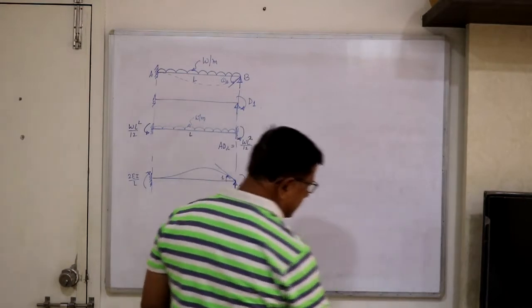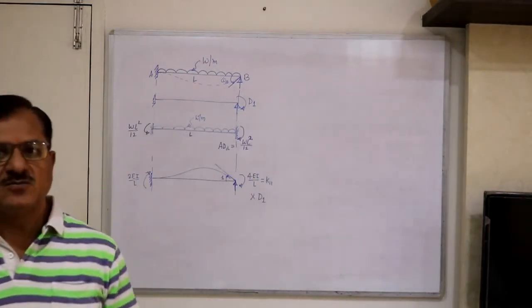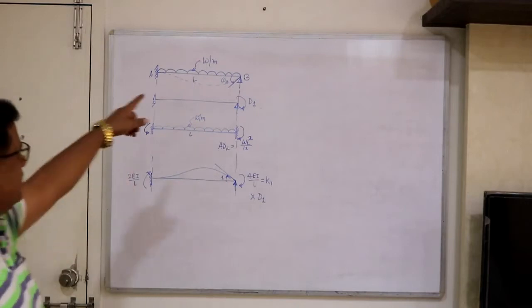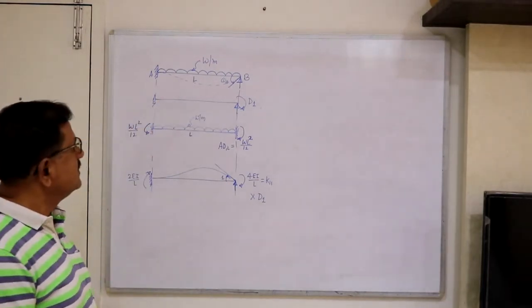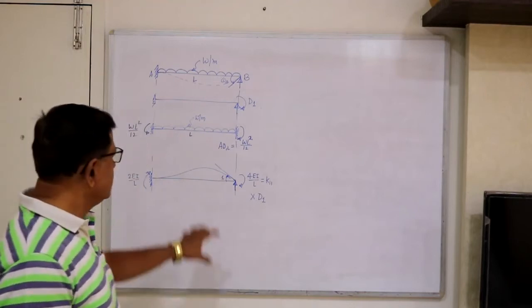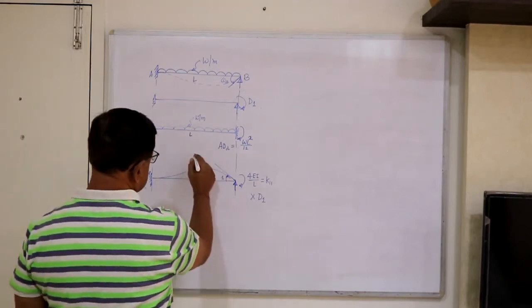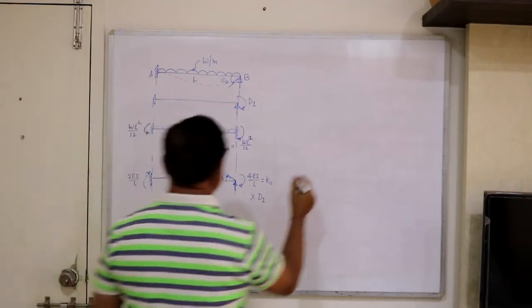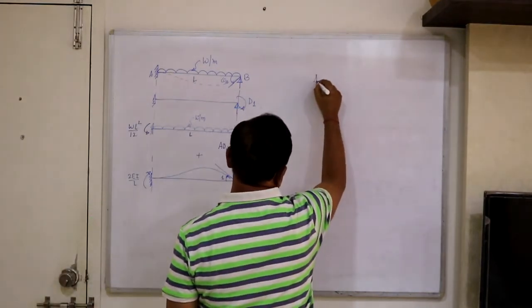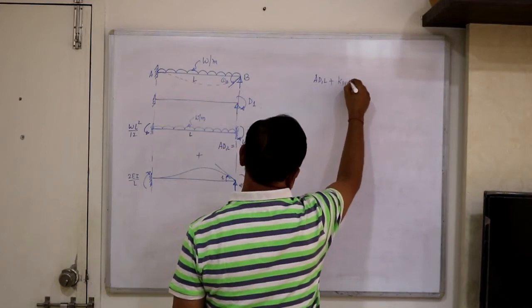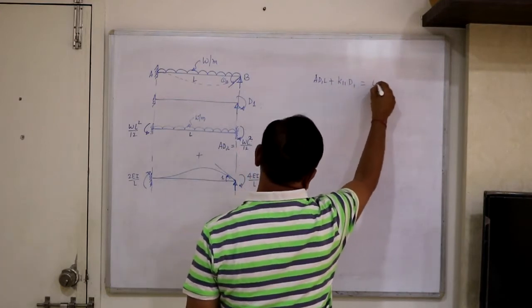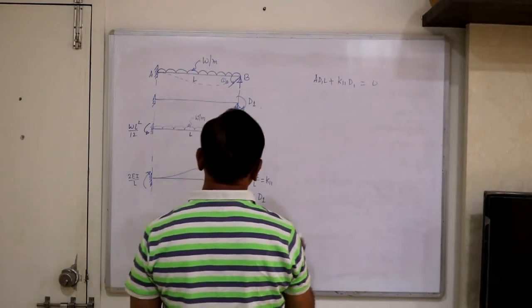That resultant action or moment at B must be 0 because B is a simple support, prop support. So MB must be 0. That means this plus this must be 0. So that means AD1L, only one unknown we have, K11 D1 equal to 0. You substitute this.